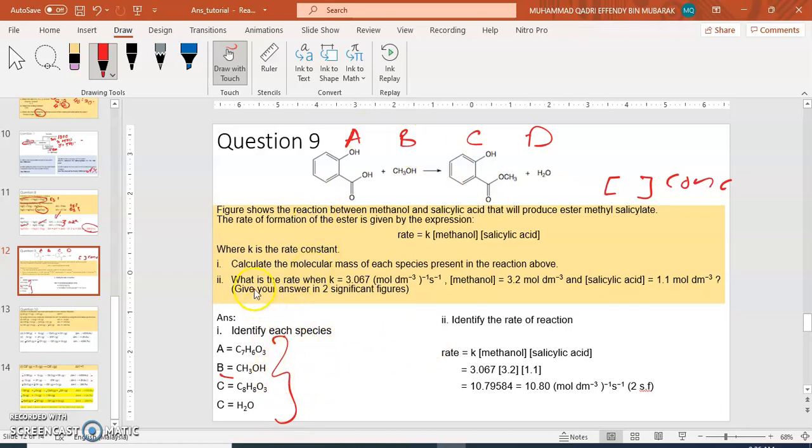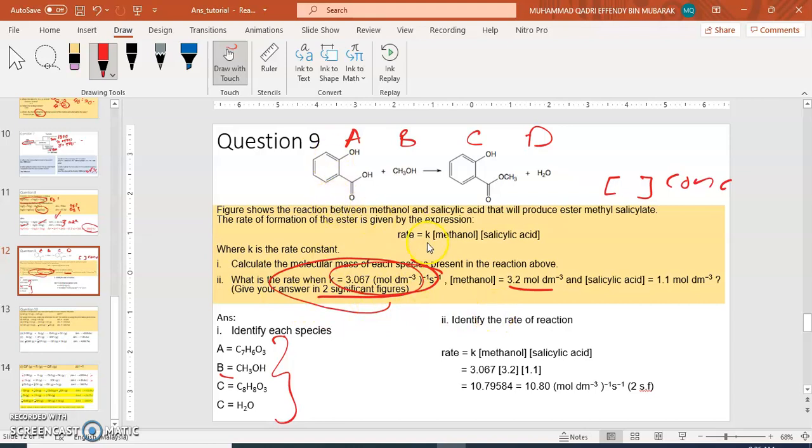And then for the next part, the question asks us to identify the rate of the reaction given this formula: rate equals K, concentration of methanol, times concentration of salicylic acid. The question gives us a few pieces of information, so we need to know how to extract the information from the question. Here K is the rate constant, this one is the concentration of methanol, which is 3.2, and the concentration of salicylic acid. The question also asks us to give our answer in 2 significant figures.